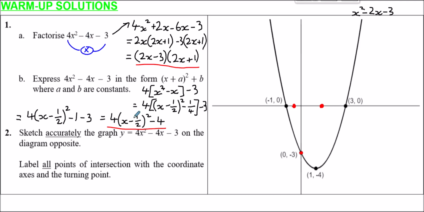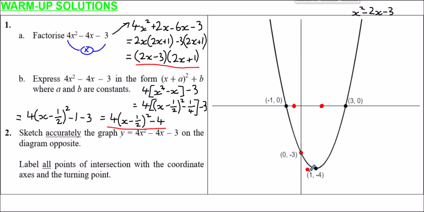The turning point, however, because this is in the form a brackets x minus h squared minus k, these two constants tell us that the turning point is when x is 1/2 and y is -4. So the turning point is still at -4 as a y-coordinate, but the x-coordinate's been halved, so it's going to be about here. So now what we need to do is to plot through these points. So it's going to look like x squared minus 2x minus 3, but just squished in by factor half.